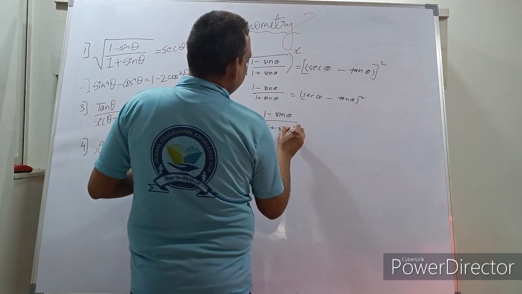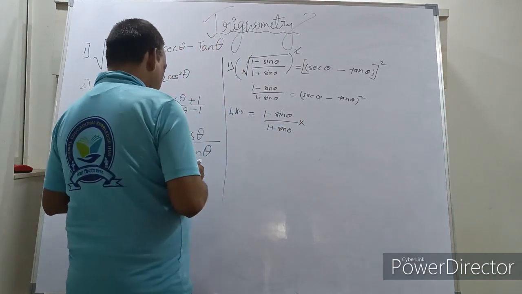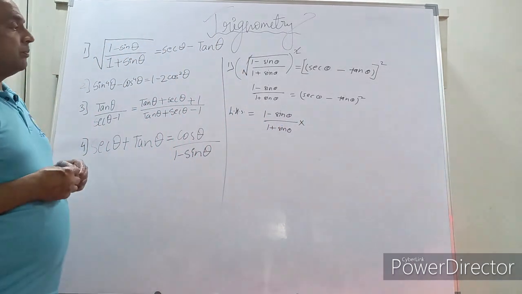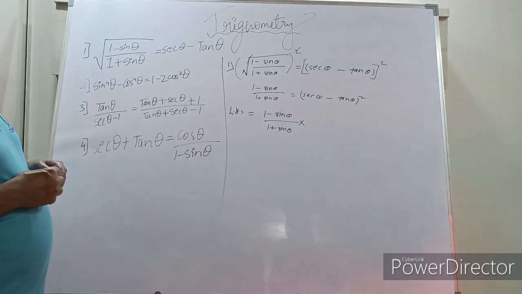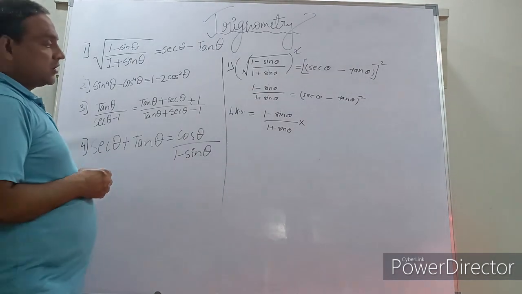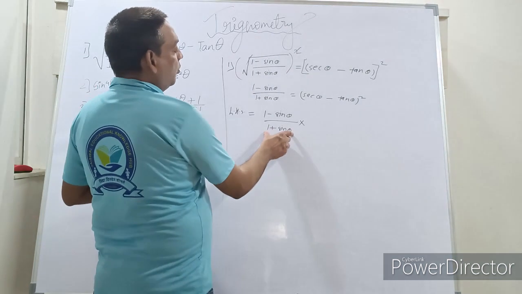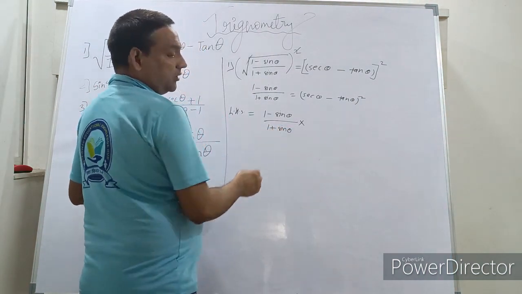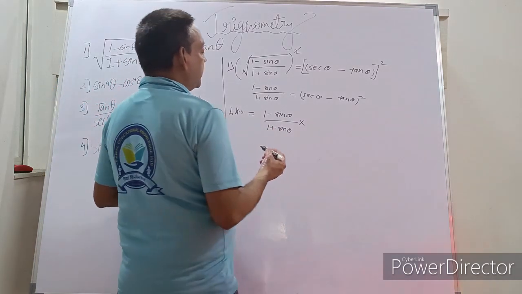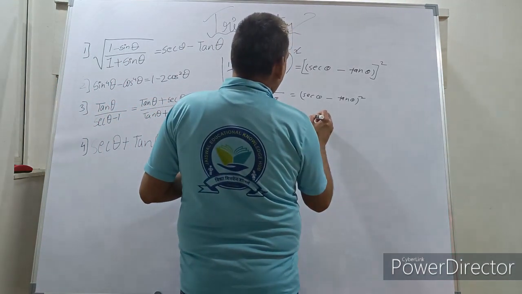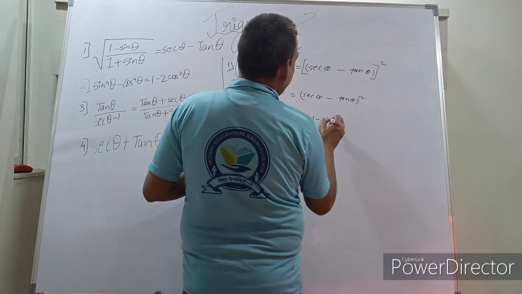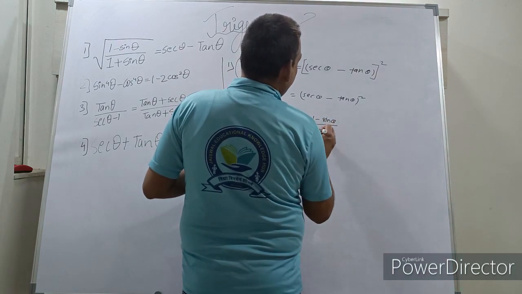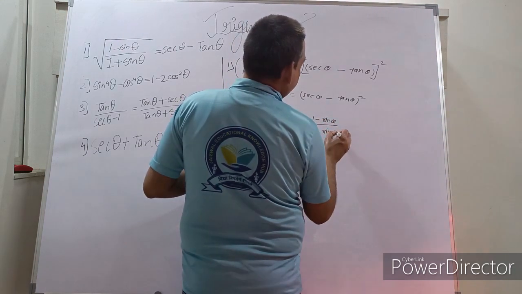Now what is the next step? Whenever there is a denominator, you always multiply the conjugate of the denominator. Now what is the conjugate of the denominator? Whatever is given, we'll take the same thing with the opposite sign in between. So here we have 1 plus sin theta, so we'll multiply (1 minus sin theta) upon (1 minus sin theta).